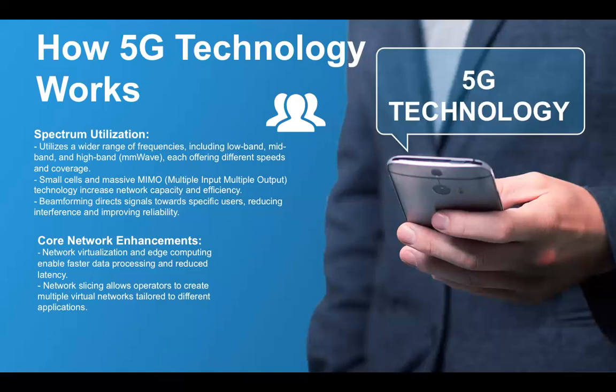The second basic topic is core network enhancement, which includes network virtualization and edge computing that enable faster data processing and reduced latency, which means a large amount of data can be processed at really fast speed. Network slicing allows operators to create multiple virtual networks tailored to different applications.